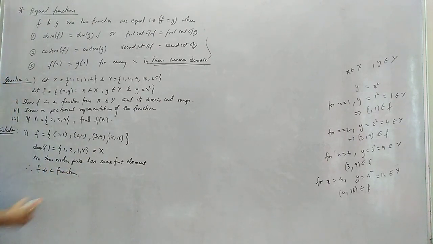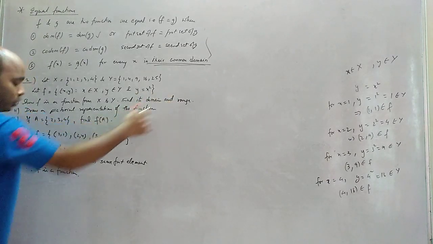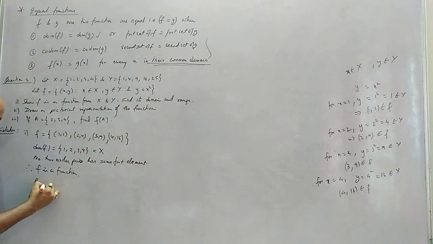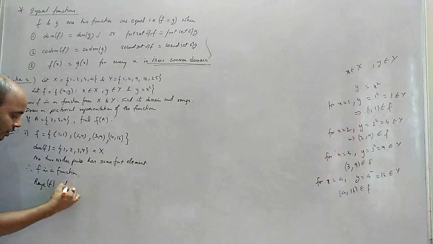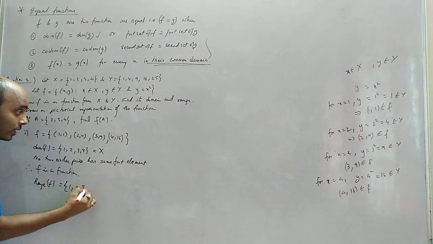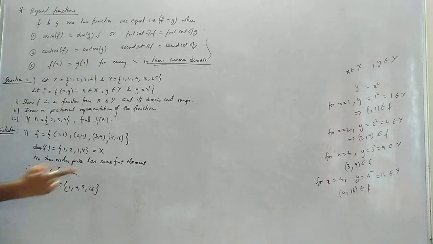So to prove f is a function, we already got domain. Domain तो निकाल लिया. We need to find range. Now we find range of f. प्रूफ करने के चक्कर में डोमेन तो निकाल लिया, तो ये क्वेश्चन तो हो ही गया. रेंज निकालो. What is range? Second elements 1, 4, 9, 16. So this is your range.